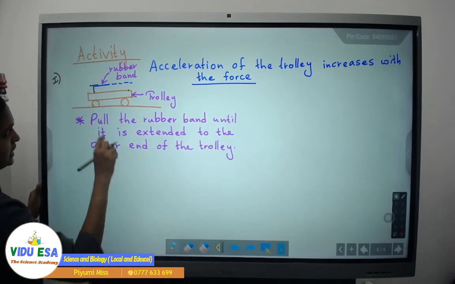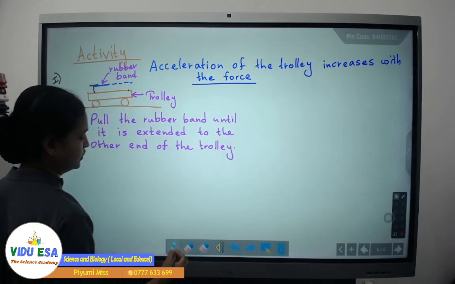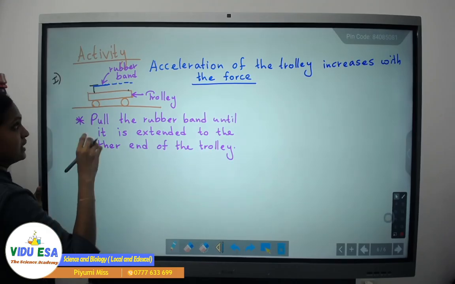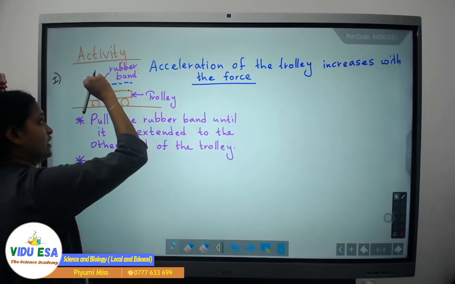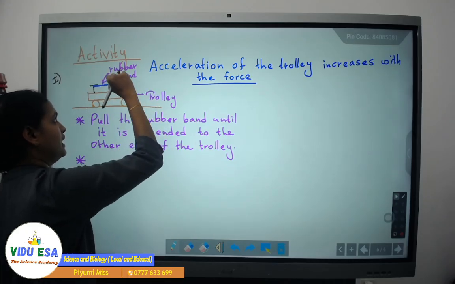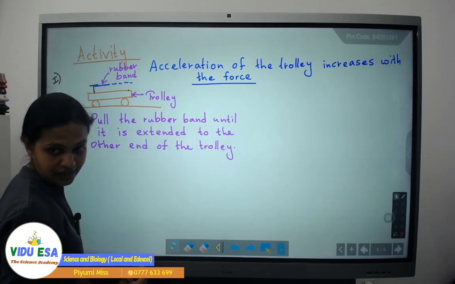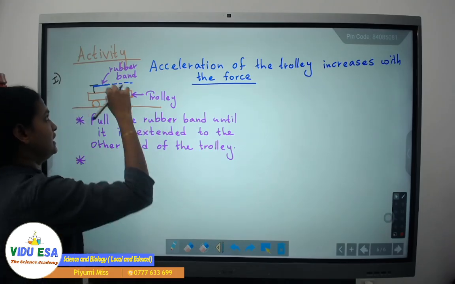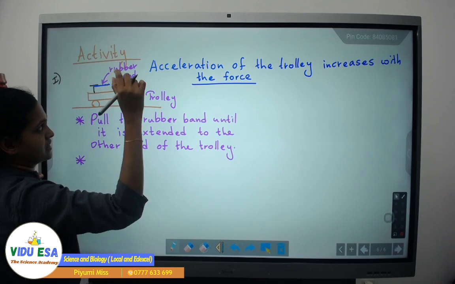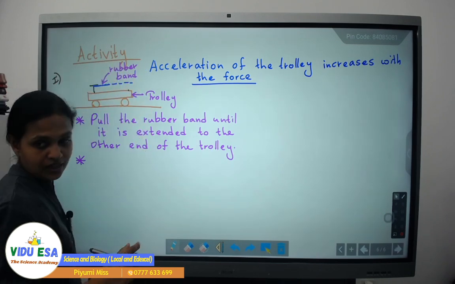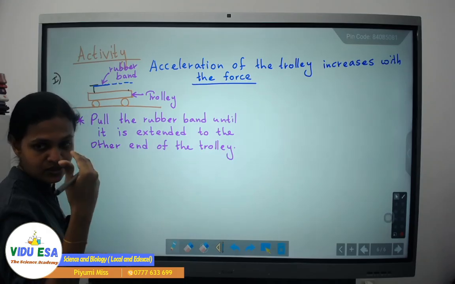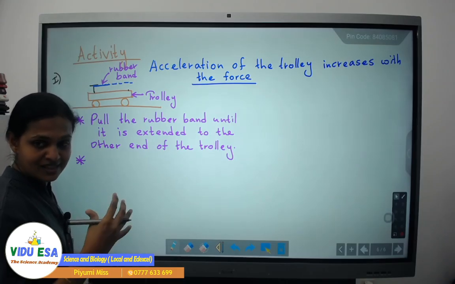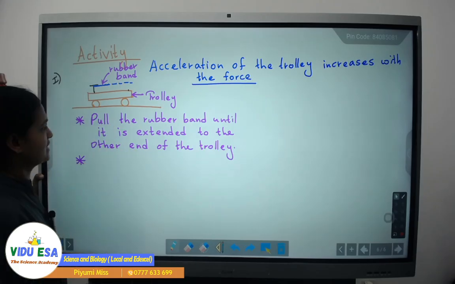Then you can see that the trolley moves. As the second step, you repeat the same activity by fixing two rubber bands, extended up to the length of the trolley. That means you are doubling the force. Then you apply three rubber bands and extend them up to the length of the trolley and observe. In each instance you are increasing the force, and once you increase the force, you can see that the acceleration also increases.